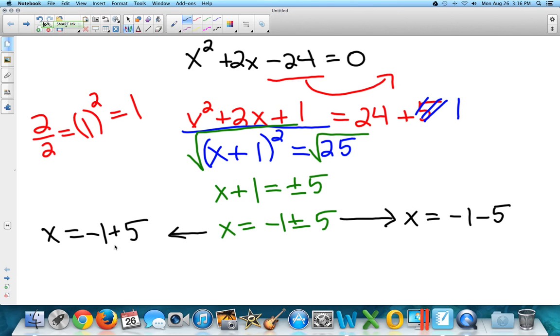Working both of these out, negative 1 plus 5 is 4, so I get 4. Over here, negative 1 minus 5 is negative 6, so I get negative 6. So that tells me the 2 solutions to this quadratic equation are x equals negative 6 and 4.